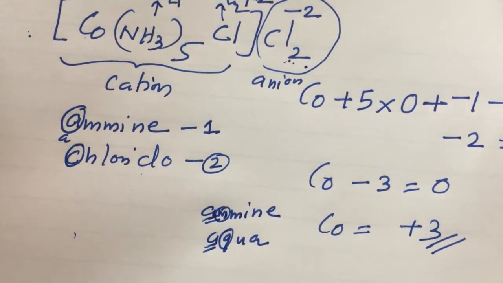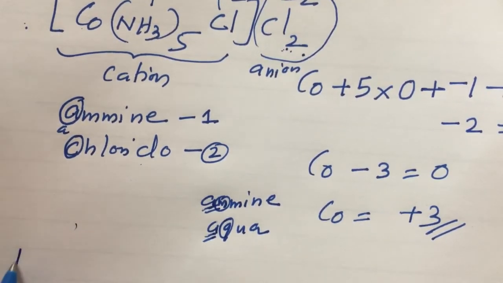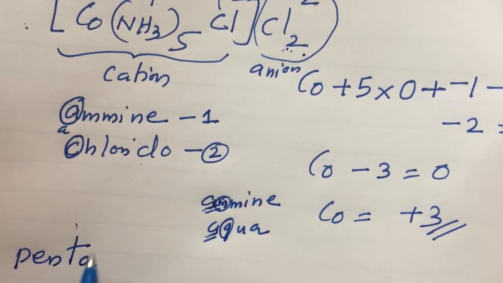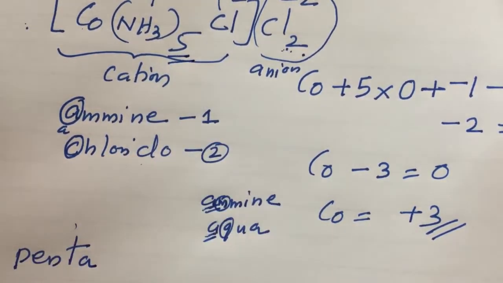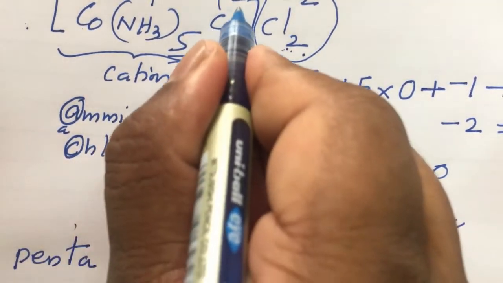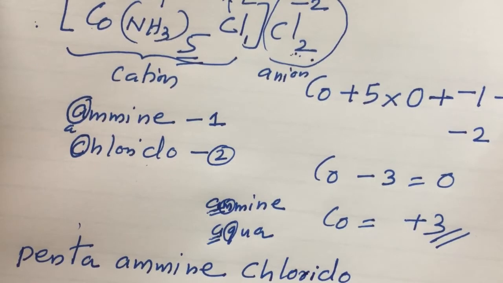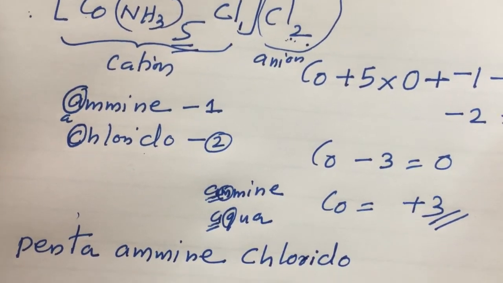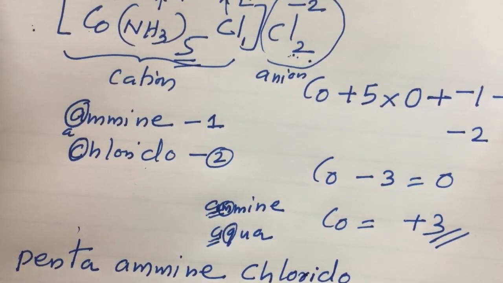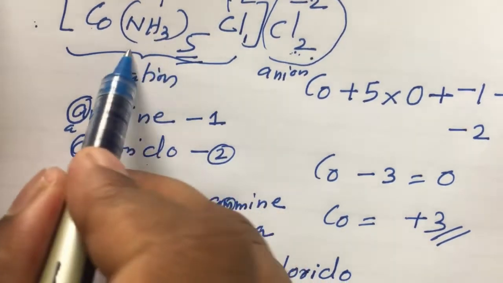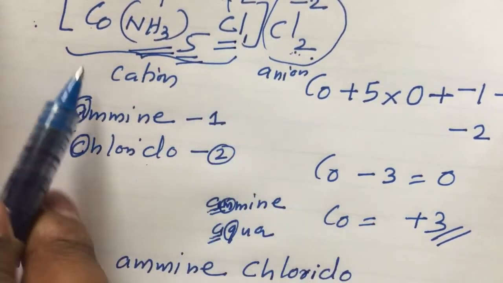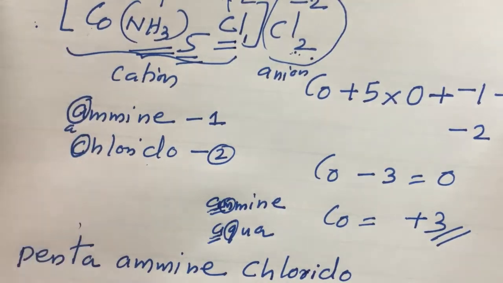How many amine? Penta. Clear, no? 5 amine, penta, amine. Then chlorine is 1, so no need to write mono, just write chlorido. Pentamine chlorido. Now can you see the compound? Yeah, here [Co(NH3)5Cl], so pentamine chlorido. What is next? Then the metal.